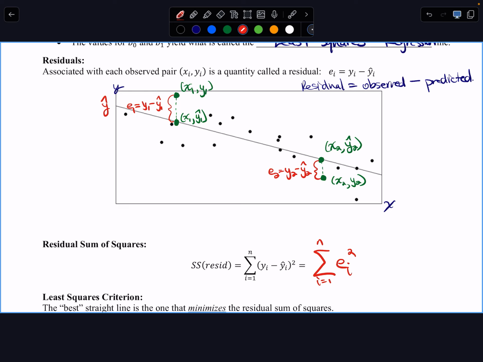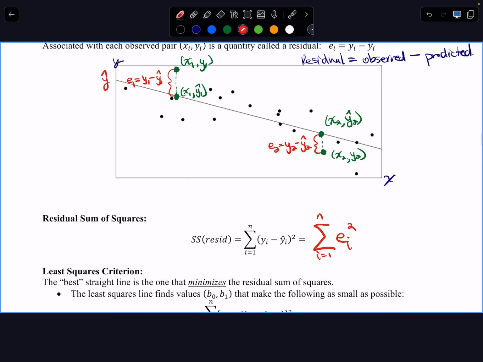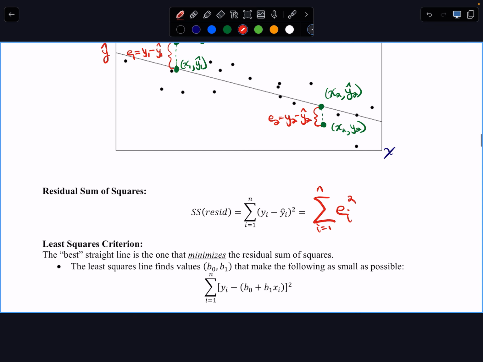All right, we're squaring them so that we can always get a positive value because some of the residuals are positive, some of them are negative. If we don't square them, when we do that sum without squaring, it's going to equal 0. And so the least squares criterion is going to choose the line with a slope of B1 and a y-intercept of B0 so that that residual sum of squares is minimized.